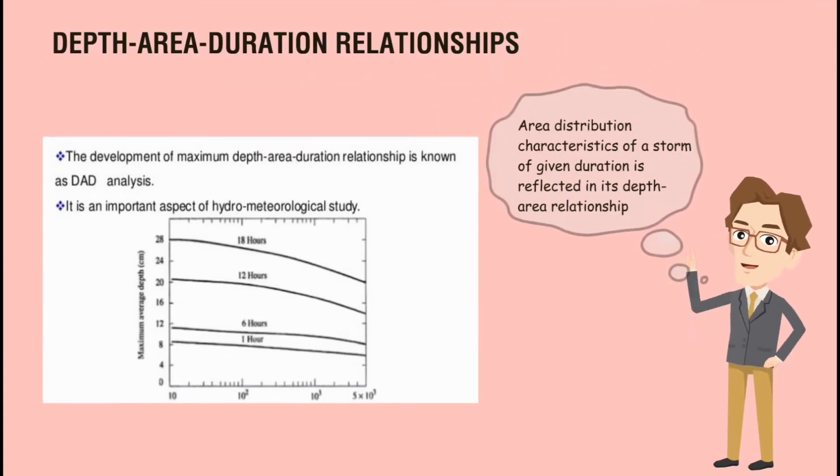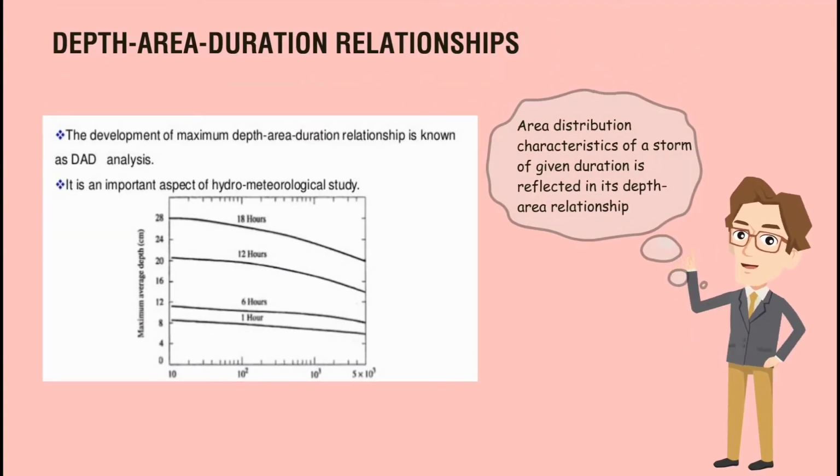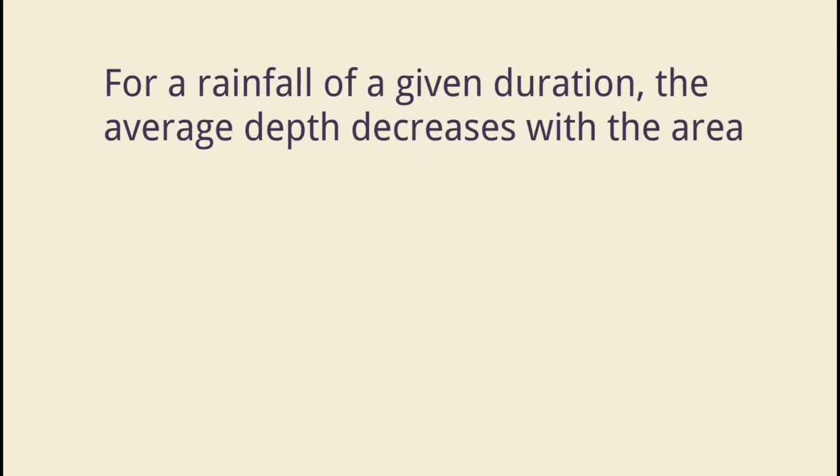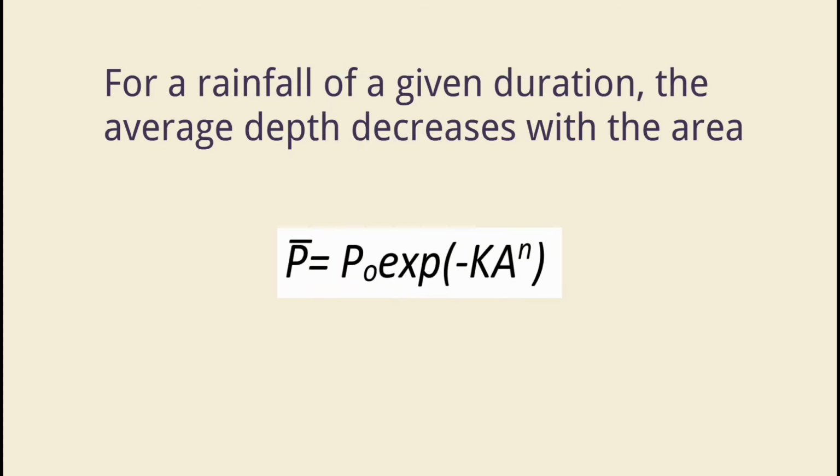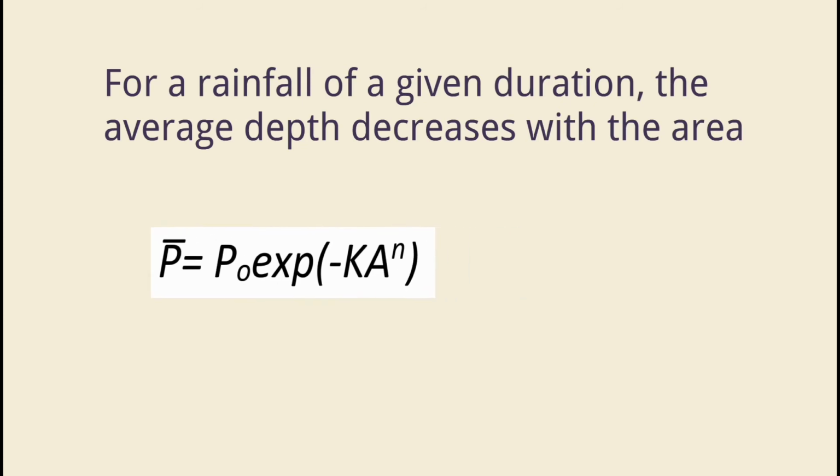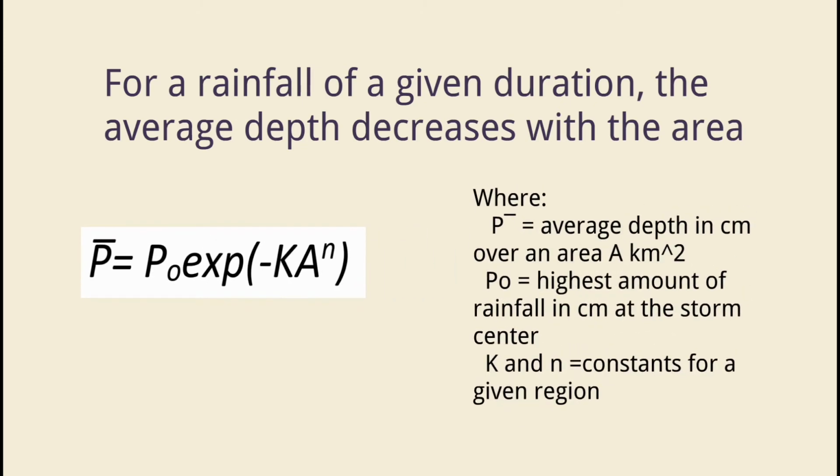The area distribution characteristics of a storm of given duration is reflected in its depth-area relationship. For a rainfall of a given duration, the average depth decreases with the area in an exponential fashion given by P bar equals P naught e raised to negative K A raised to the nth power, where P bar is the average depth in centimeters over an area A in kilometers squared, P naught is the highest amount of rainfall in centimeters at the storm center, and K and n are constants for a given region.